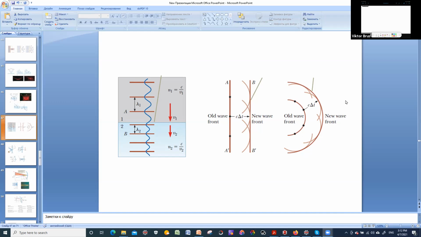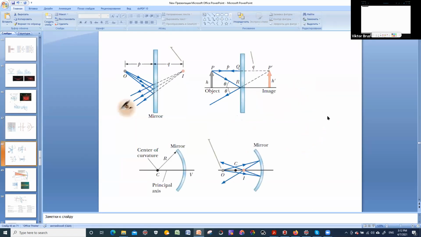So now we will go to the main topic of our lecture. It's image formation. So let's take a look at this slide. And first we consider a flat mirror. So here we have in point O some point object.